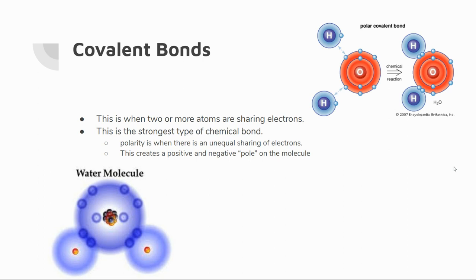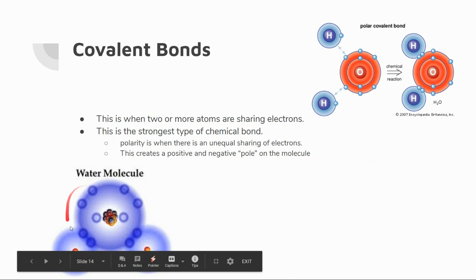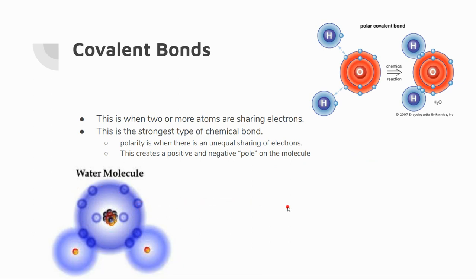Polarity is when there's an unequal sharing of electrons. This creates a positive and a negative pole on the molecule. So if we look at a water molecule, oxygen is bigger than the two hydrogen atoms. So oxygen is going to have more of a pull on the electrons than the hydrogen atoms, creating polarity. This is going to be important when we talk about water's properties. Water being polar is what makes water what it is.